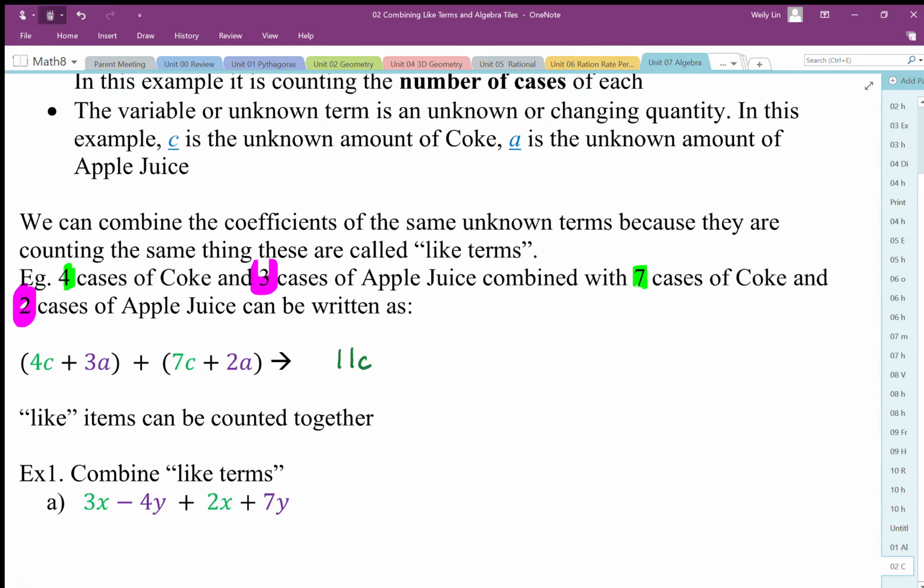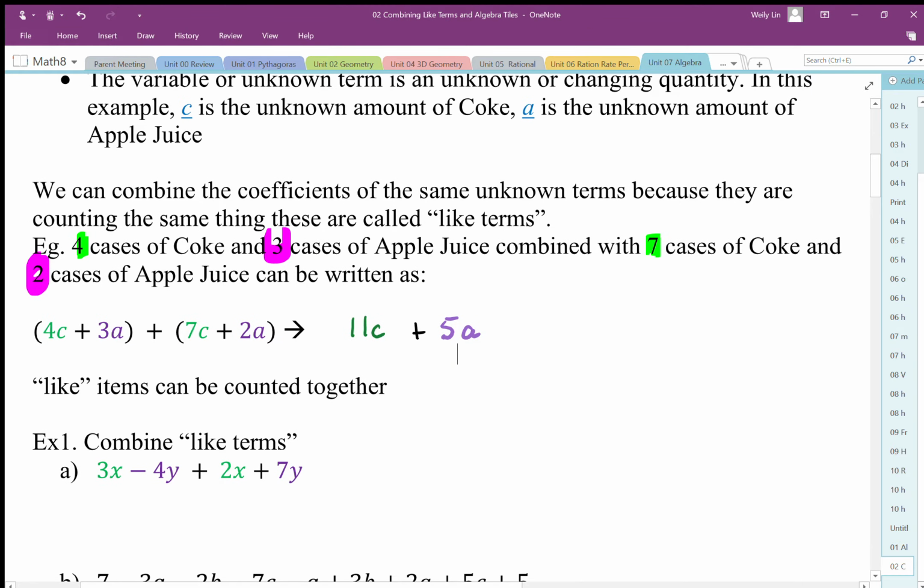And since the apple juice are different, we can't count them with the Cokes, so we have to count them separately. So we have 3 cases of apple juice and 2 cases of apple juice, and that gives us a total of 5 cases of apple juice. And so the 11 is our multiplier, or it counts our groups of Cokes, and that counts the number of cases of Coke we have. Here 5 is our multiplier, 5 is our groups, so 5 counts the number of cases of apple juice. And so these are like terms. Like terms can be grouped together or counted together or added together.